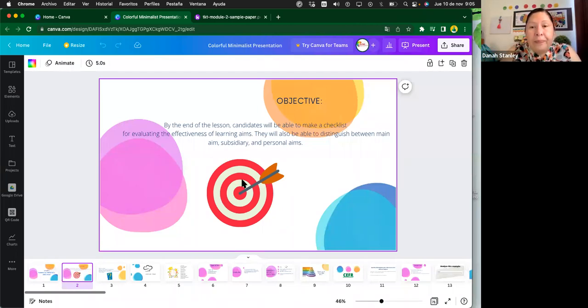We said that we would make a checklist for evaluating the effectiveness. So we saw and we read the difference between a complete and an incomplete main aim. We said that this main objective needed to have at least 5 or 6 elements, okay? Who remembers those elements?